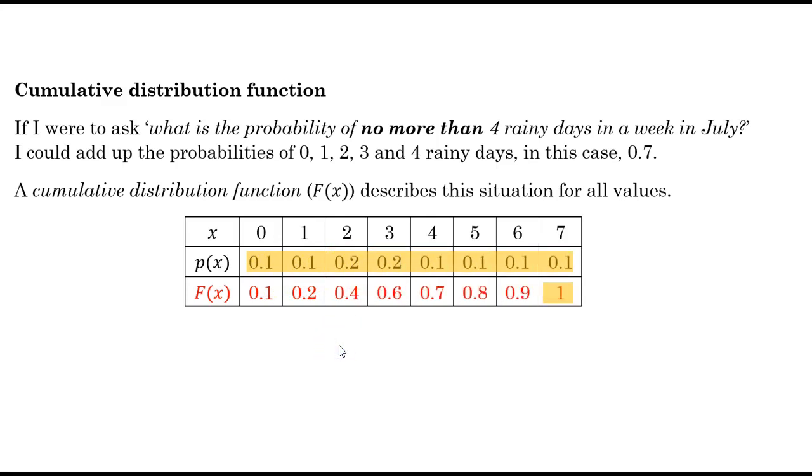I should always find that the big F of x, where x is our last value, the cumulative probability of all values, has to add up to 1, because that's including everything. The probability that I will have no more than 7 rainy days in July is, of course, 100%. That, I will definitely have up to 7 rainy days.